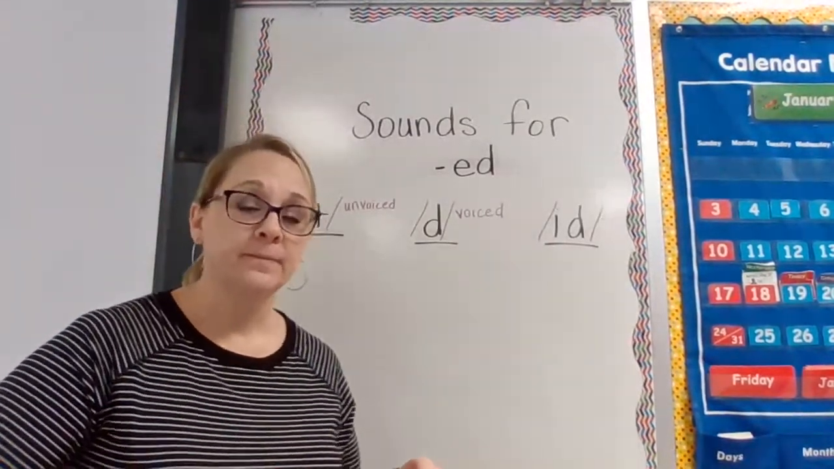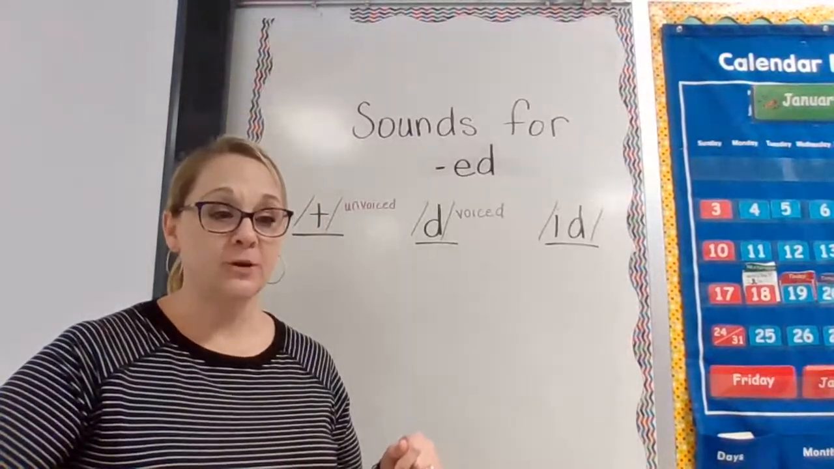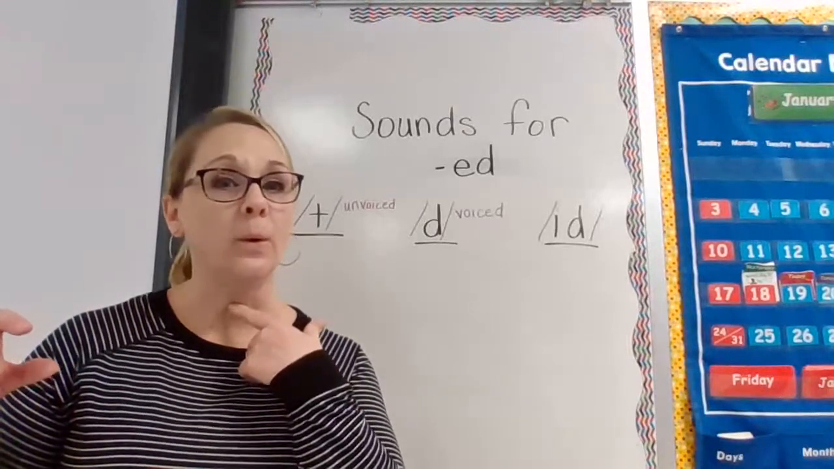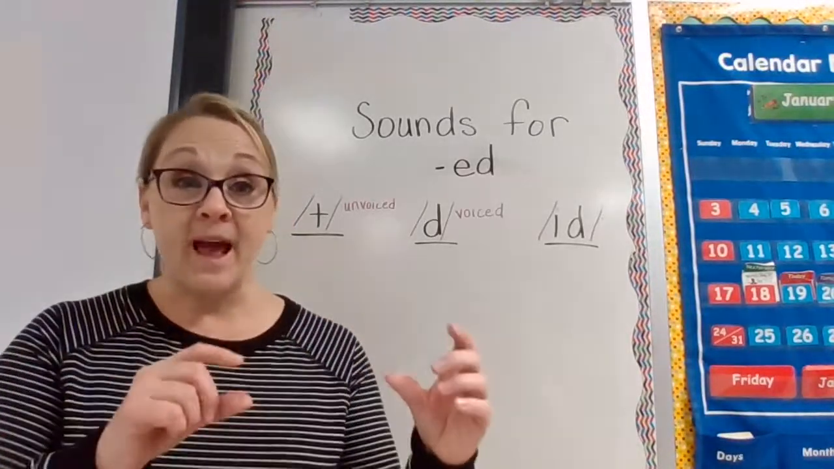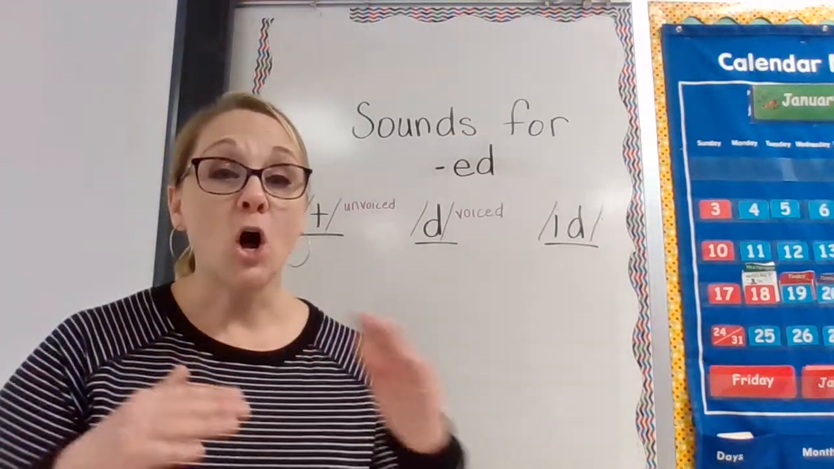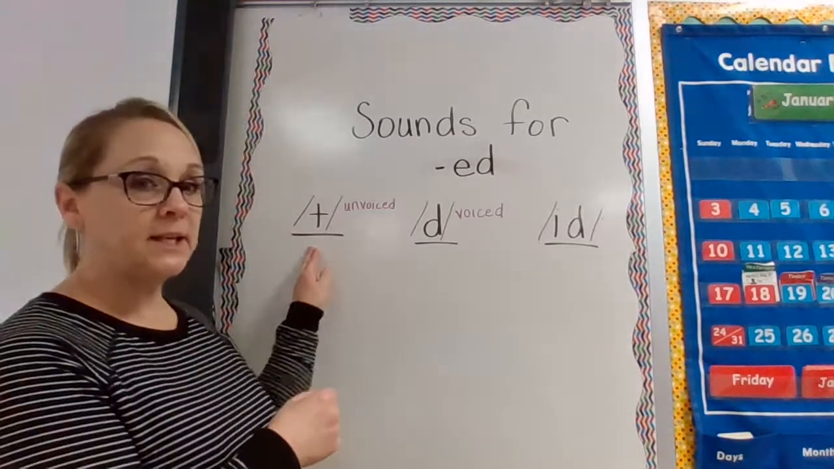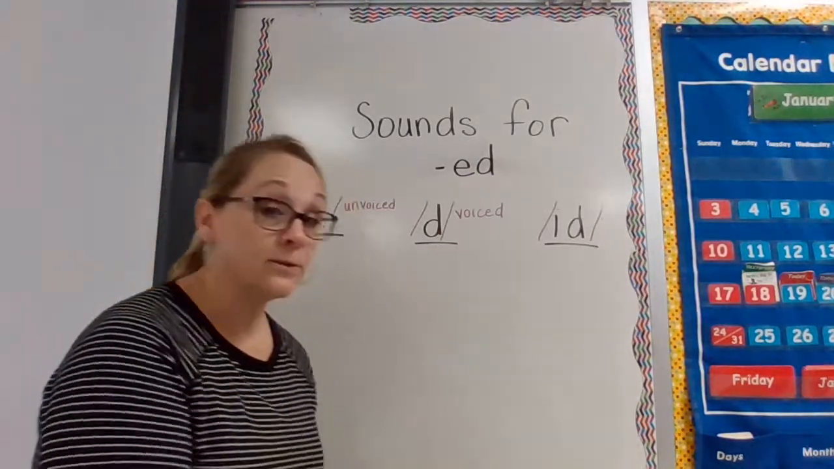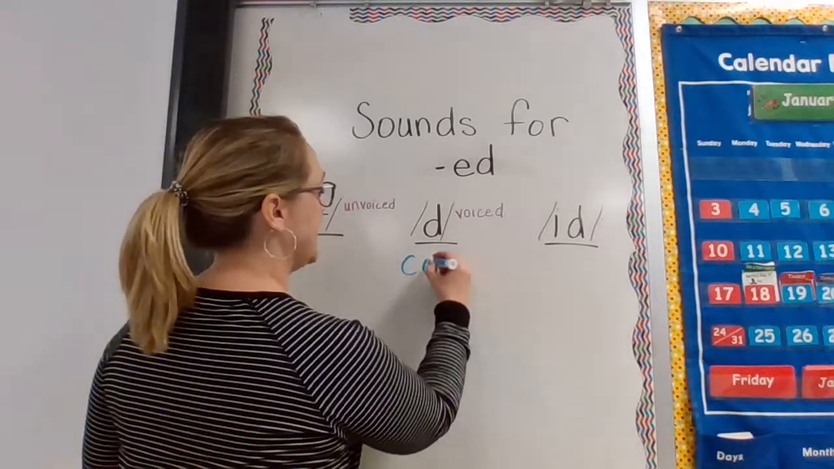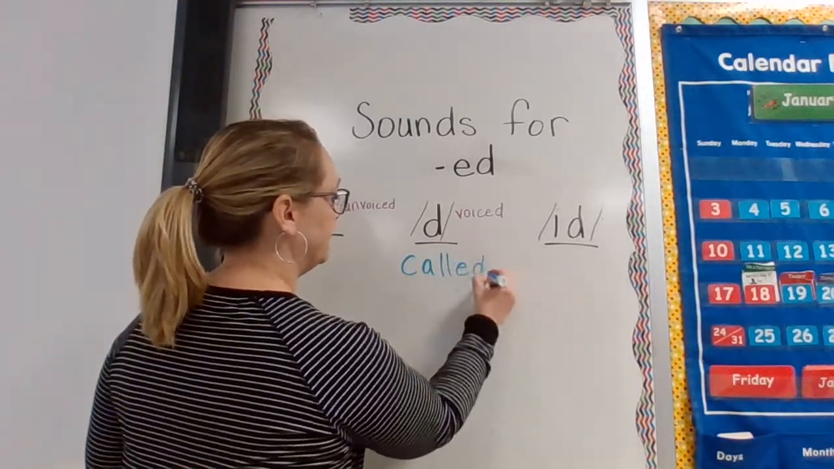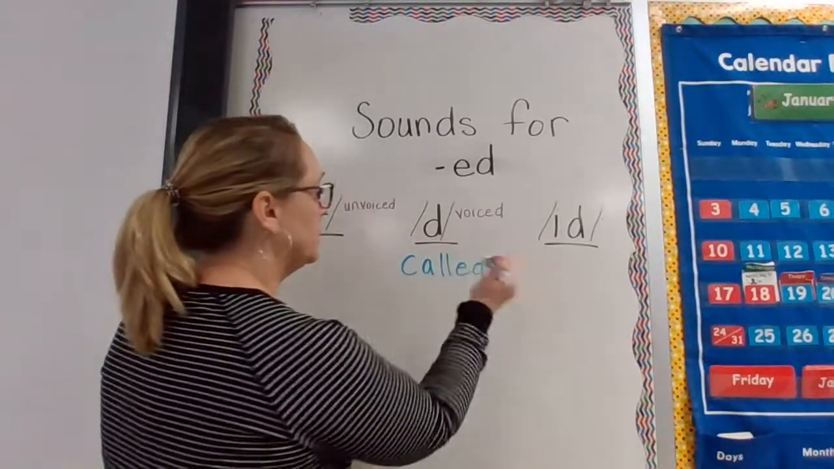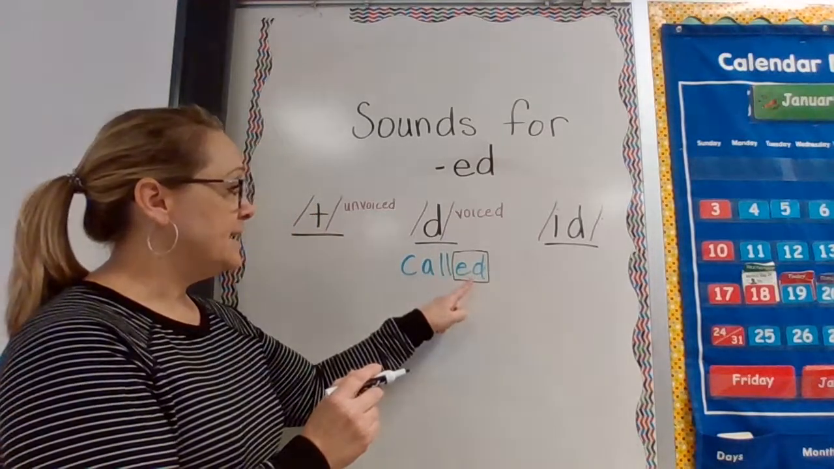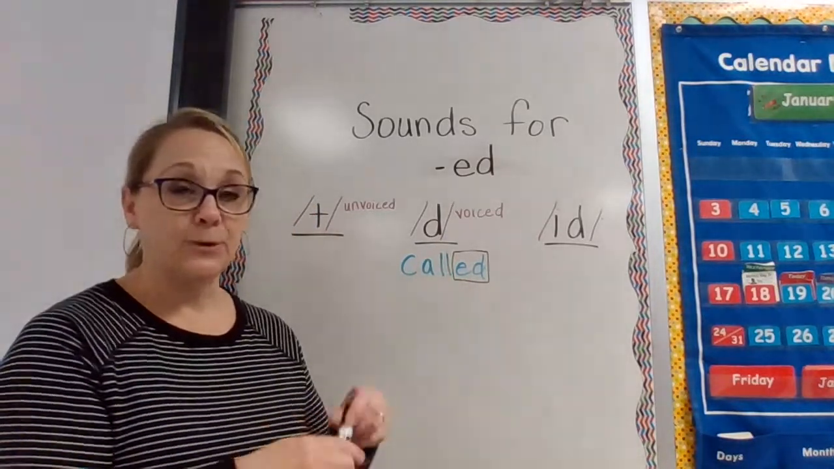The word is called. I called my mom yesterday. Called. My base word is call. Ooh, I felt my voice. So we add ed at the end and it becomes called. What do you hear: t, d, or id in called? I hear d. So I will write the word called, C-A-L-L-E-D. I'm going to put a box around my inflected ending. Inflected ending ed is making the d sound.